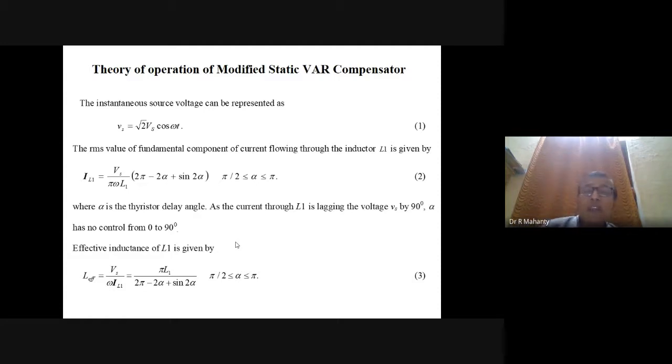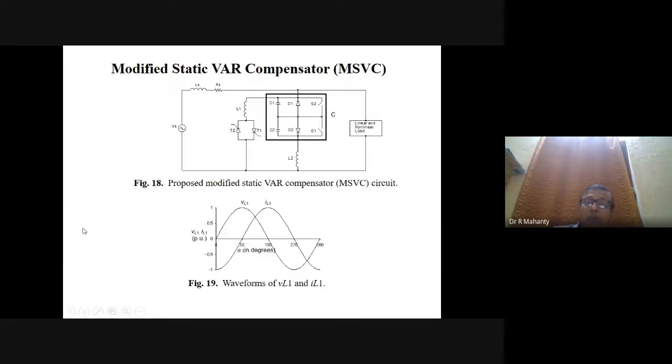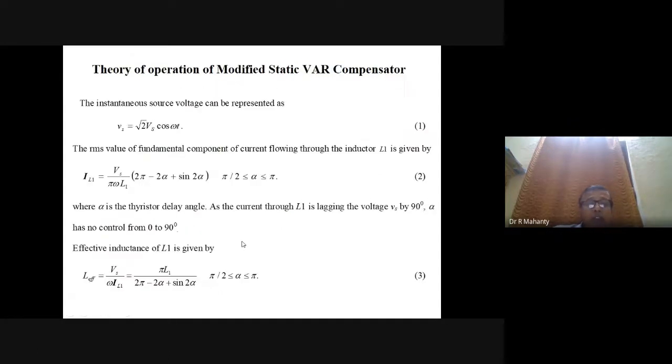As the current through L1 is lagging the voltage Vs by 90°, alpha has no control from 0 up to 90°. Okay, so whatever control you have is from 90 to 180° only. From 0 to 90°, you have no control over the alpha, because you cannot turn on the switches T1 and T2 before 90°, because the current is in the negative direction in that case. Okay, so the effective value of inductance can be given as Vs divided by omega IL1, which is equal to pi L1 divided by 2 pi minus 2 alpha plus sine 2 alpha, where alpha varies from 90° up to 180°.